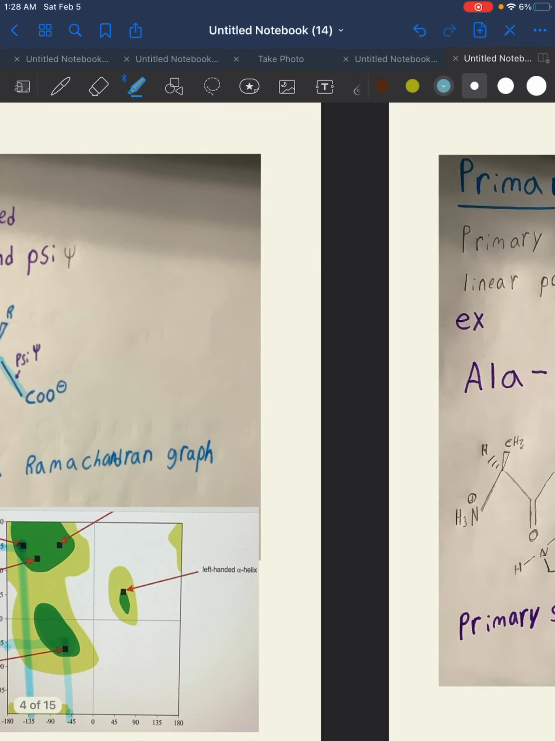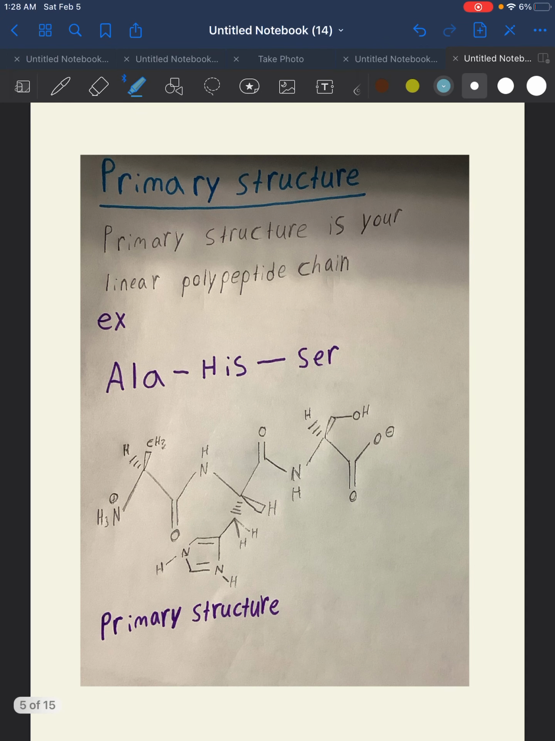So moving on, looking at primary structure. Primary structure is the simplest protein structure we're going to look at, and that is just your linear polypeptide chain consisting of your amino residues. So right here is a primary structure consisting of alanine, histidine, and serine. And as you can see, it is just a linear polypeptide chain with the amino residues attached to it. That is a polypeptide, or that is a primary structure, the simplest of the structures.